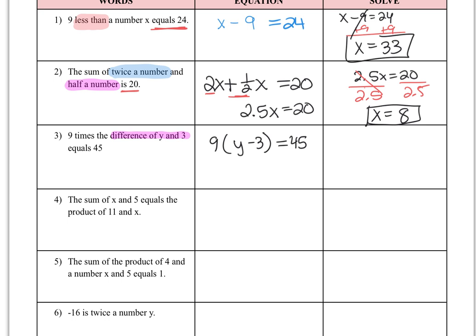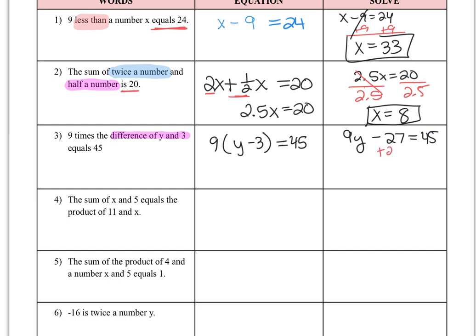Distribute? Let's do it. So distribute your 9 to the y. We get 9y. Distribute your 9 to the minus 3, and we get minus 27. Good. And it still equals 45. We have to keep solving. So what do we get rid of first?